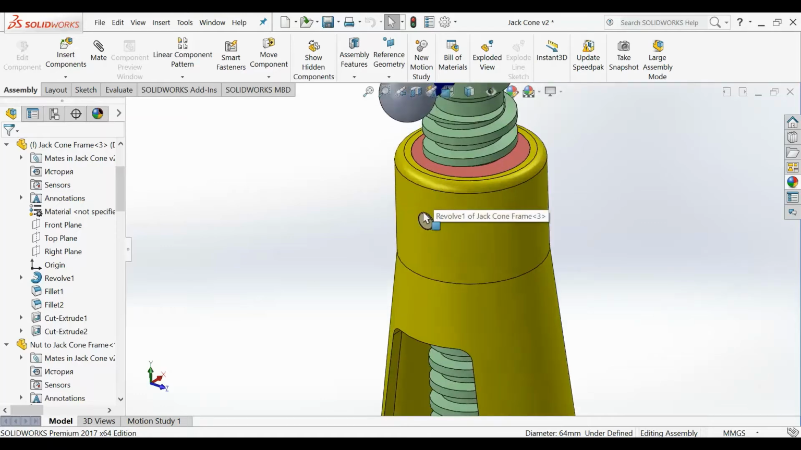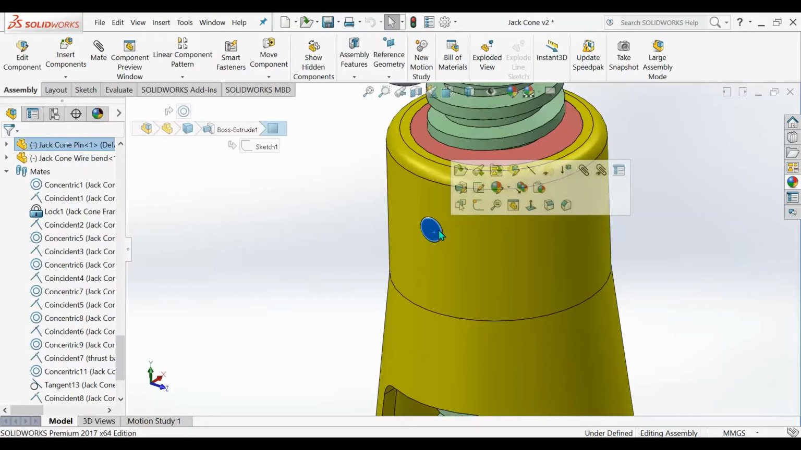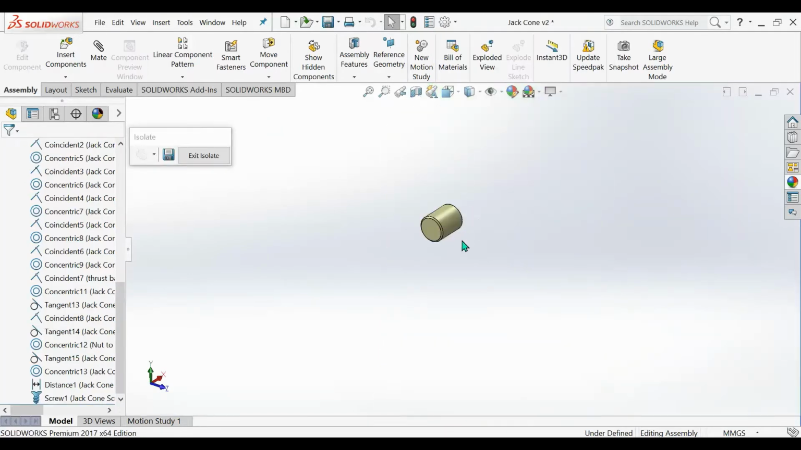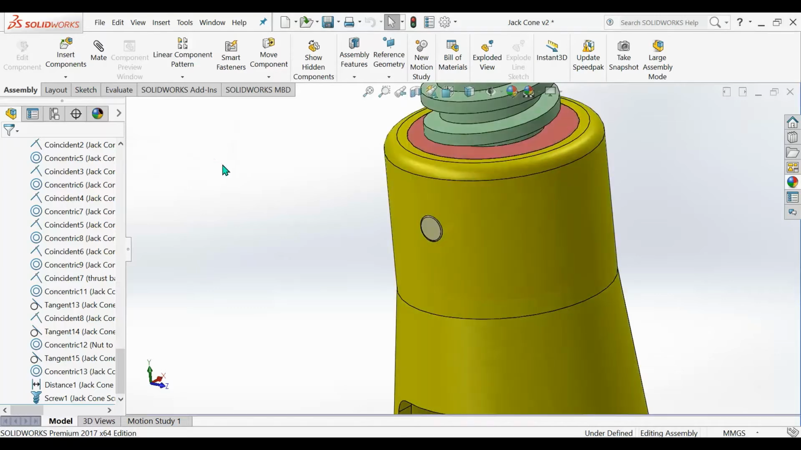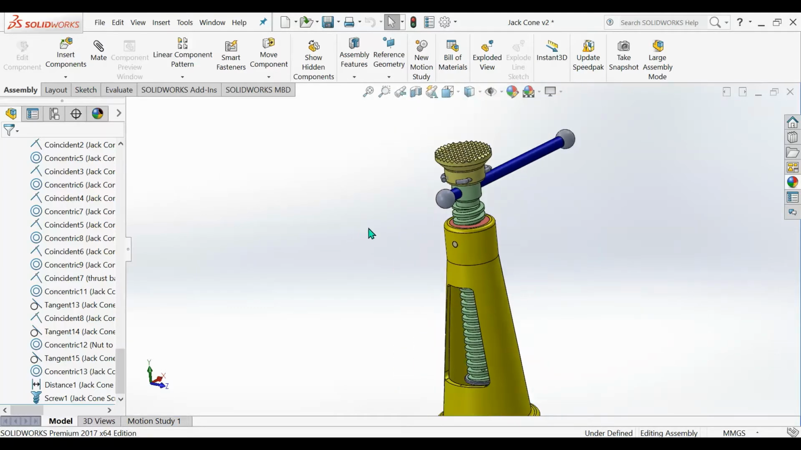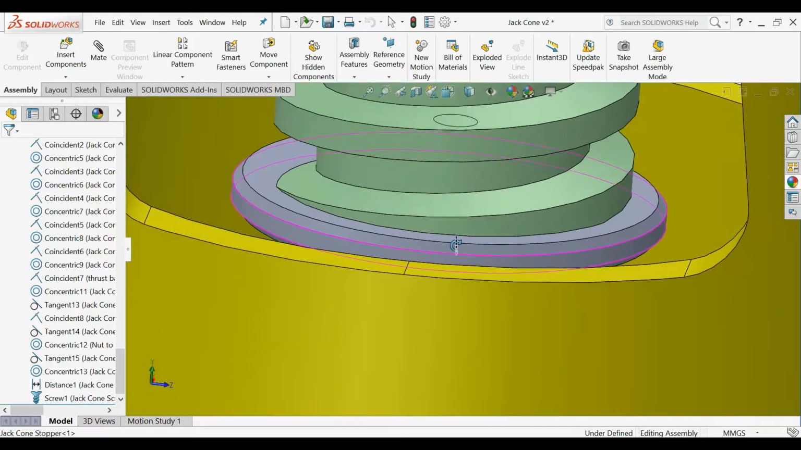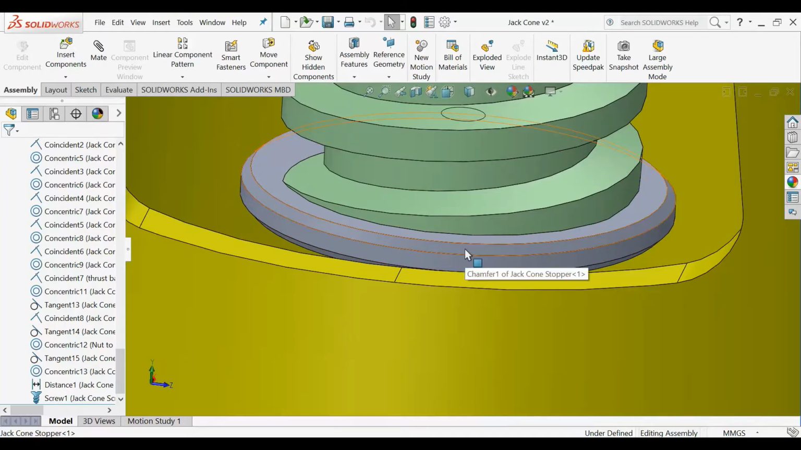And here is a pin. It's one variant, maybe there is another variant. It's a pin which is placed between the nut and frame, and in such a way we avoid rotation of the nut in the frame. Then this element is a stopper. It prevents complete unscrewing of the screw.